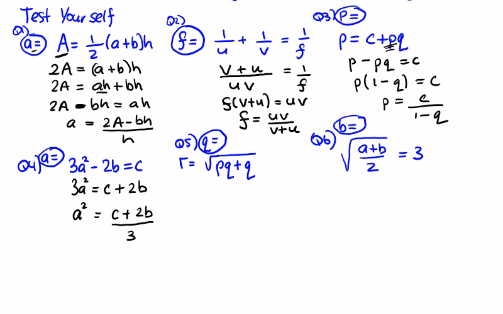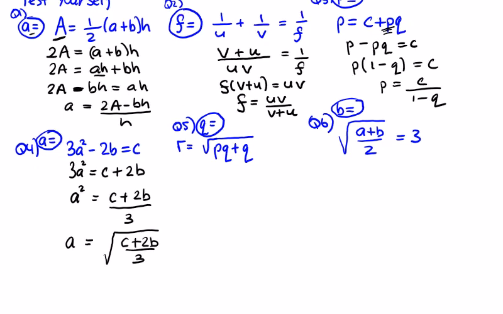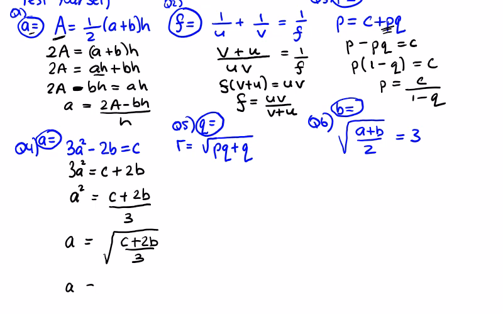So now to get rid of the squared, we take the square root. a is equal to a big square root of c plus 2b over 3. And for a future lesson, we could also write that as the square root of c plus 2b over the square root of 3, because if there was a 4 on the bottom there, we could actually change the bottom to a 2.